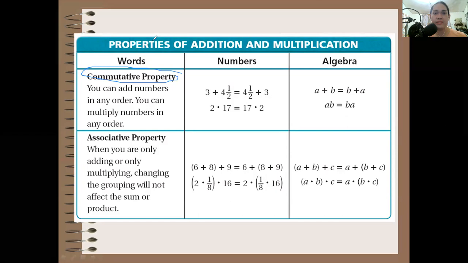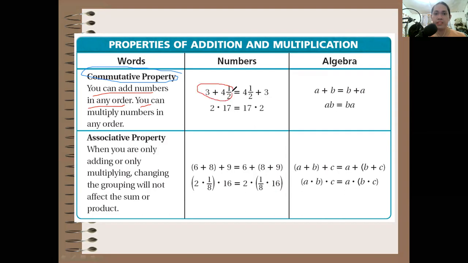Again, when we say commutative property, you can add numbers in any order, and you can multiply numbers in any order. The order cannot be a hindrance to change the answer or result. Example: 3 plus 4 and 1 half, then you change its position, 4 and 1 half plus 3. And also 2 times 17 is equal to 17 times 2. Again, you can add or multiply numbers in any order. That is according to the commutative property of multiplication and addition.